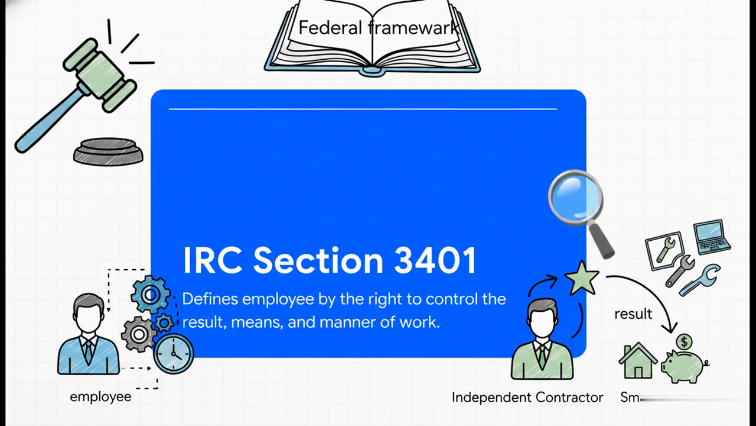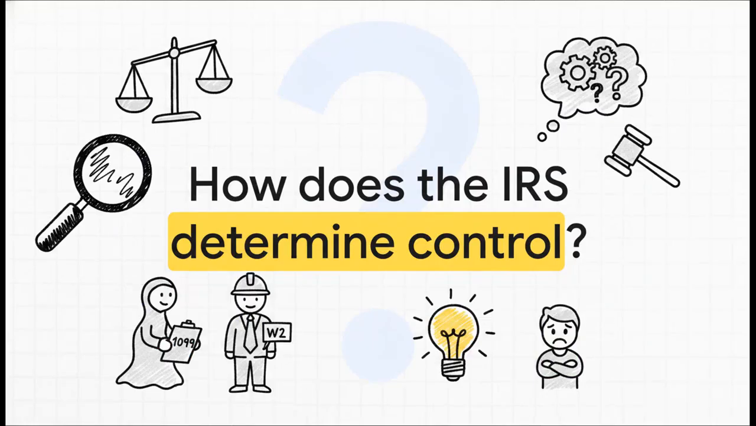It basically asks whether the principal, that's you, the business, has the right to control not just the results of the work, but the means and manner by which that work is actually performed. So, the crucial point is this. How does the IRS actually prove if you have that control? If you're sitting there right now thinking, well, hey, I don't micromanage them, so they must be a 1099, you might want to brace yourself for what the IRS actually looks at.